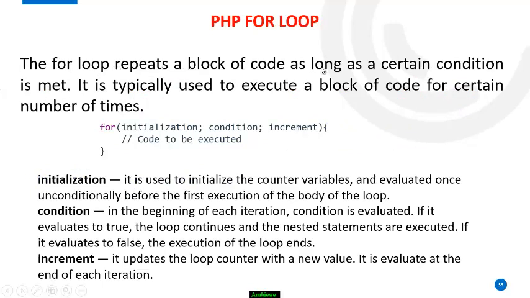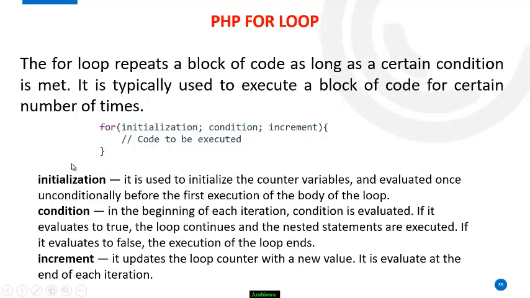The for loop repeats a block of code as long as a certain condition is met. It is typically used to execute a block of code a certain number of times. Inside these for loops, there are parameters you need to follow. This is the way to write the for loop. This is the step to follow: initialization, semicolon, condition, semicolon, and increment. Then we have the code to be executed.